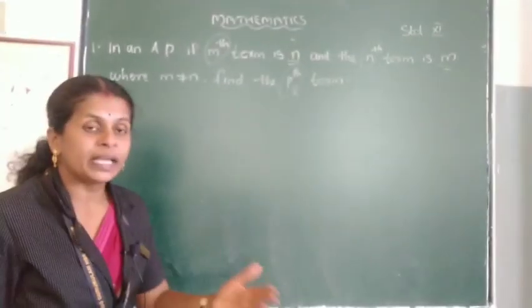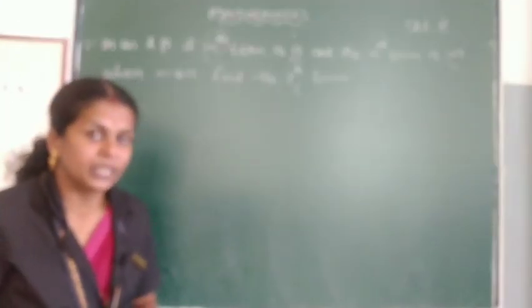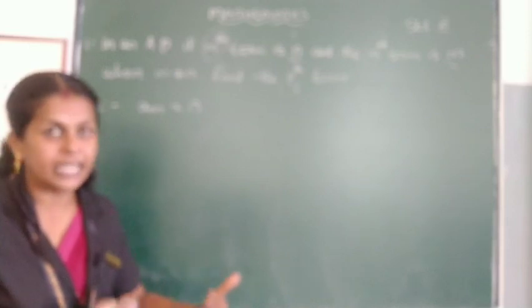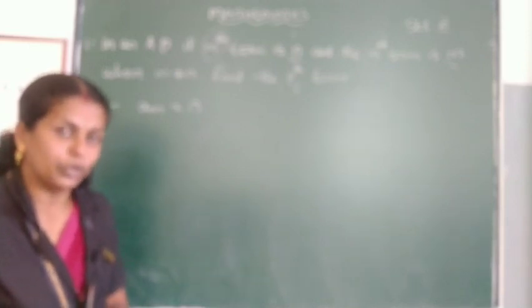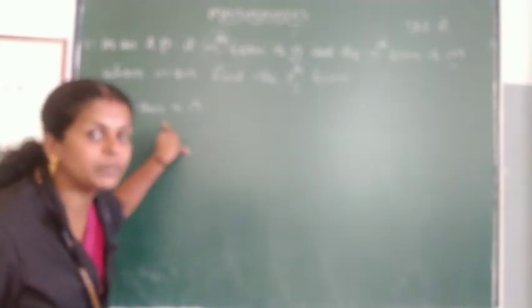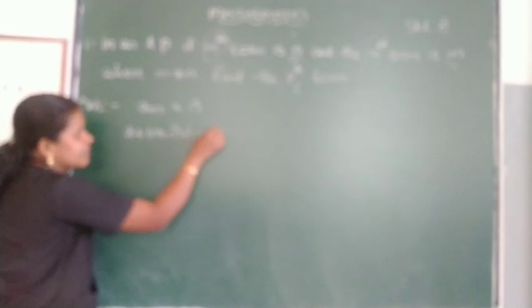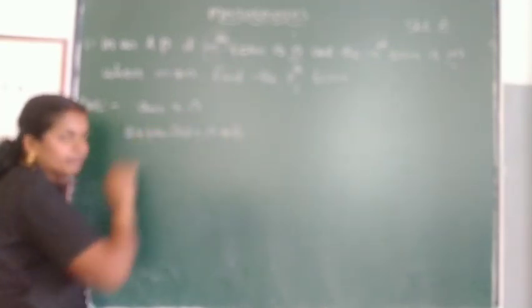Okay, so how can we represent the mth term? Yes, it is AM. The mth term we can denote as AM. AM equals what is given in the question, that is n. How can we write the mth term? The nth term we can write as A plus n minus 1 into D, right? In the same way, the mth term is A plus m minus 1 into D, and that is equal to n, as given in the question. We consider this as equation number 1.